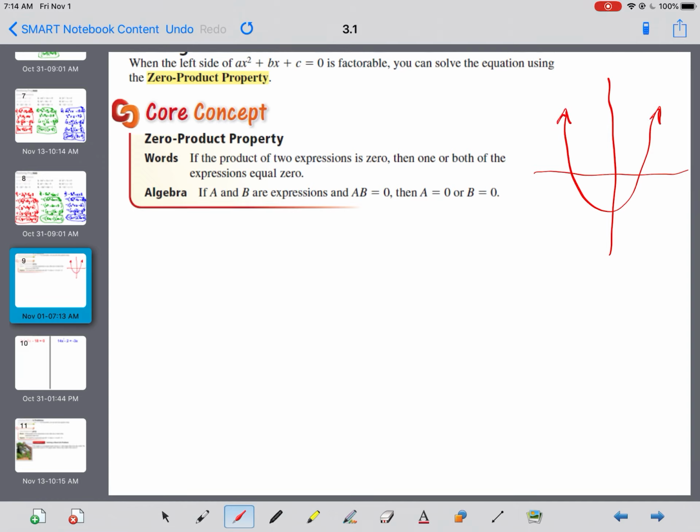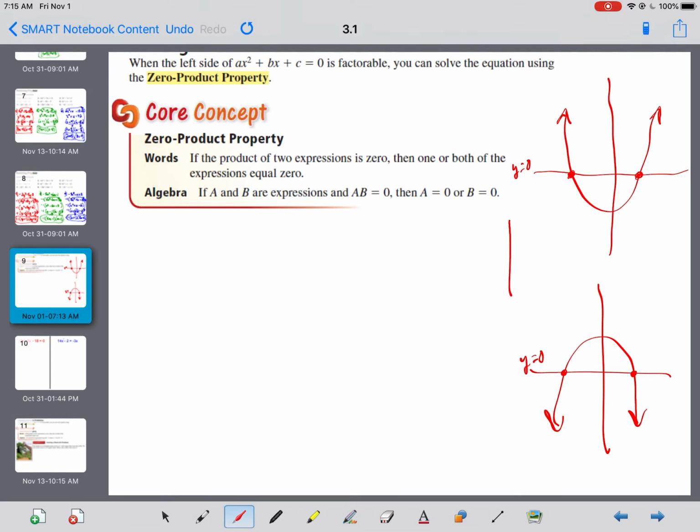It's a parabola. We'll get into this a little bit more later on, but this is a parabola, and it'll either be this way or it'll be that way. And what we're looking for is where it crosses the x-axis. In other words, when is y equal to 0? That's what we're looking for.